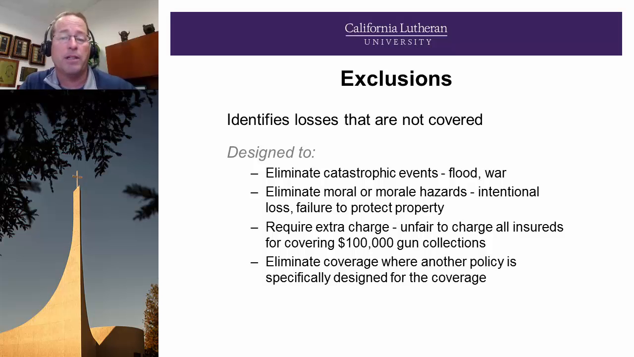For example, a gun collection, a client who has $100,000 of guns, there's a sublimit on the standard homeowner's insurance policy that may limit that to $5,000 or $10,000. And also to eliminate coverage when another policy is specifically designed for that coverage. For example, cars are not covered under the homeowner's policy because they have a policy unique to automobiles.